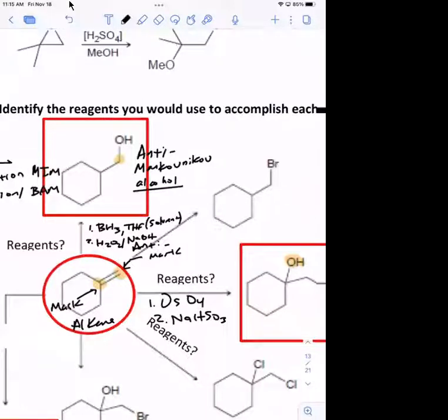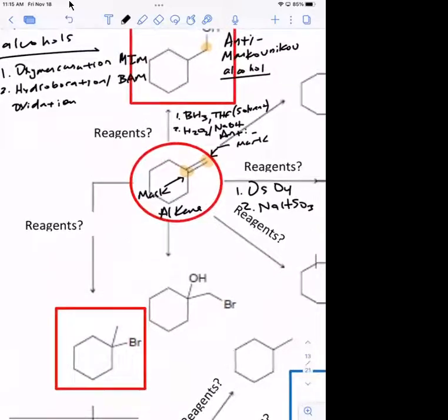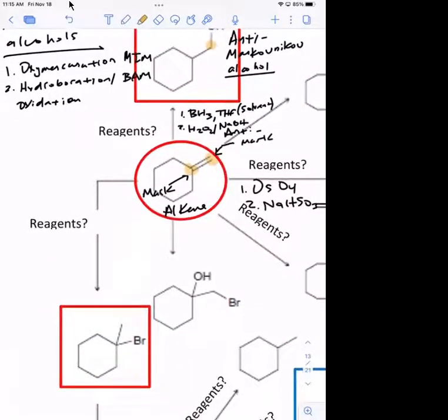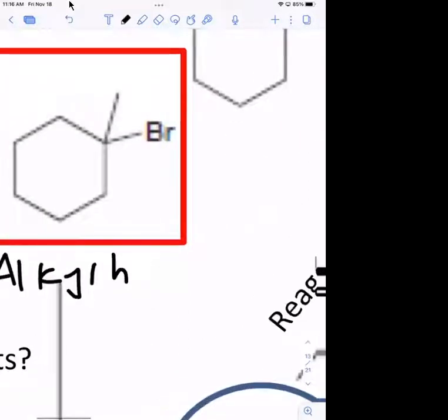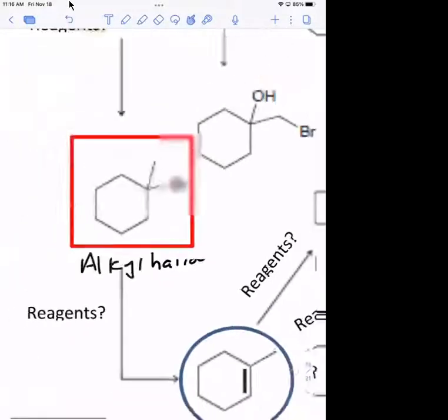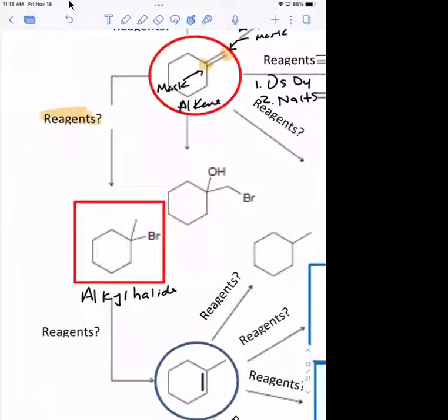All right, let's see. Yeah, let's do this one. What do I need to add to that alkene to get this alkyl halide? And I guess the other way to say that is, how do I make alkyl halides from alkenes? If I want to add a hydrogen to one side and a halogen to the other side, how do I do that? Would you add HBr? Excellent. I'll add HBr.